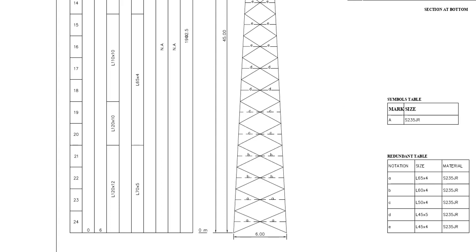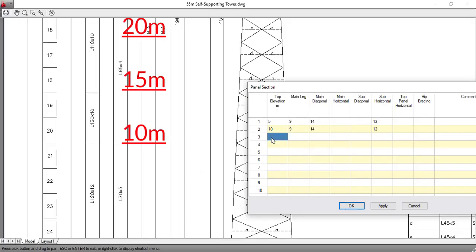Look back to the drawing. You may notice that each two panels have identical profiles. So we can define each two panel in the same input row. Each panel is 2.5 meters high. Therefore, the top elevation will be defined at multiples of 5 meters. Set the top elevation equal to 15 meters, followed by 20 meters.